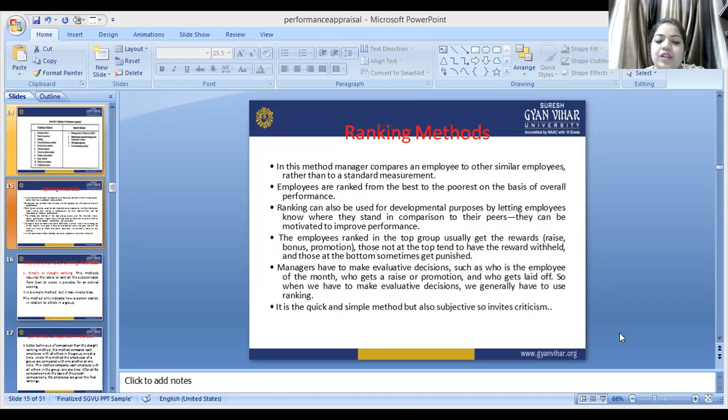So it is through the ranking method, because it is a very simple method. They can easily evaluate and easily rank their employees. So this is a very simple method, but also subjective, inviting criticism basically. Ranking methods also have four ways to appraise the performance of the employee. So let us discuss one by one.